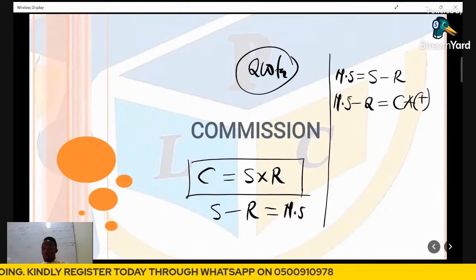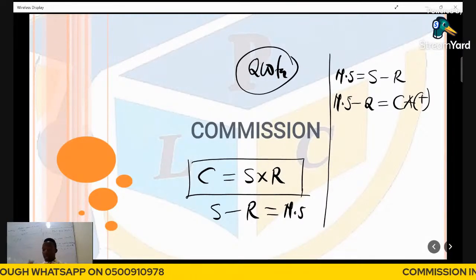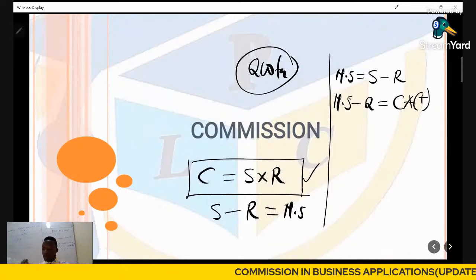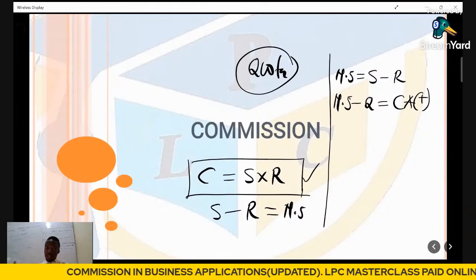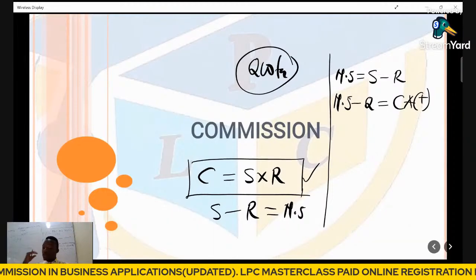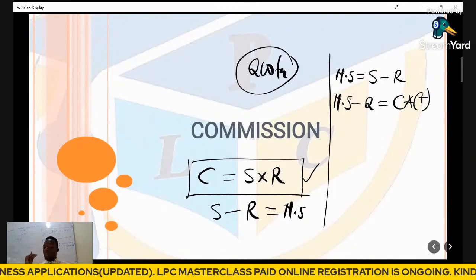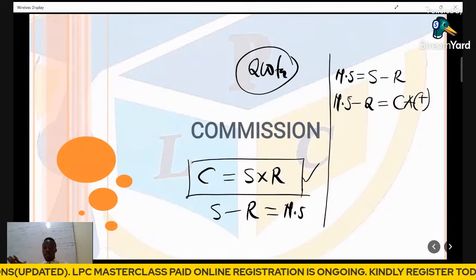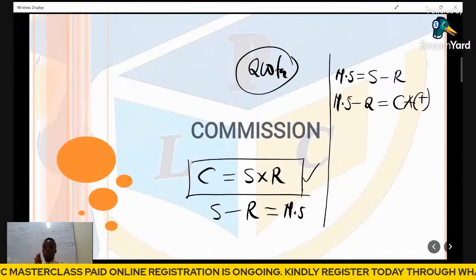But where we don't have any returns and we don't have any quota, then to calculate your commission, that's the general definition: commission is equal to your sales multiplied by the rate of commission. But where we have quota and returns, you must first subtract the returns from the sales. After that, you compare the net sales to the quota so that you get your commission amount, which we know should be a positive value.